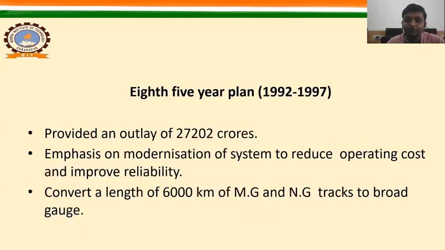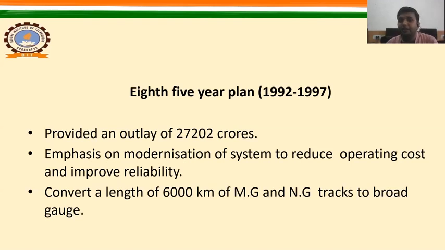Now coming to the eighth five-year plan, the outlay was about 27,202 crores, and this plan ranges between 1992 and 1997. Emphasis was given on the modernization of the system to reduce operating costs and to improve reliability, and to convert a length of 6,000 kilometers of meter gauge and narrow gauge tracks to broad gauge.